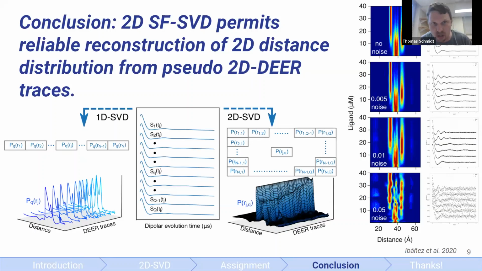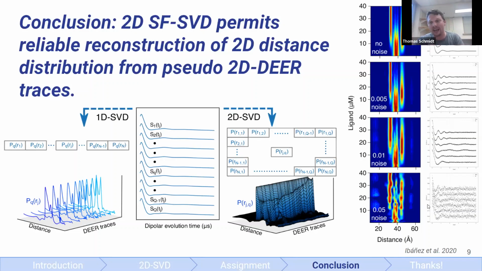Now, as a conclusion, what I want to drive home is that 2D SF-SVD permits reliable reconstruction of 2D distance distributions for pseudo 2D DEER traces. So if you're interested in protein kinetics and protein unfolding, you want to look at EPR by DEER traces, or you have a fancy pulse sequence which has introduced another dimension, give this one a shot. It could help you. If you're in NMR and you have some pseudo 2D data or pseudo 3D data, look into the method. It could help you out a lot. It might solve your problem.